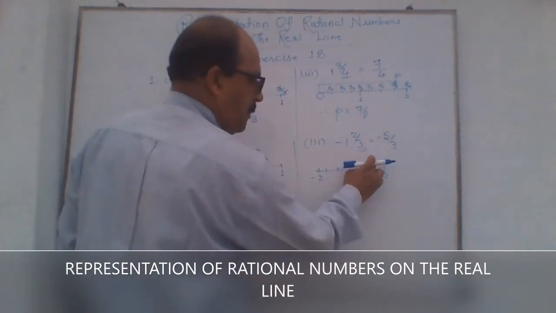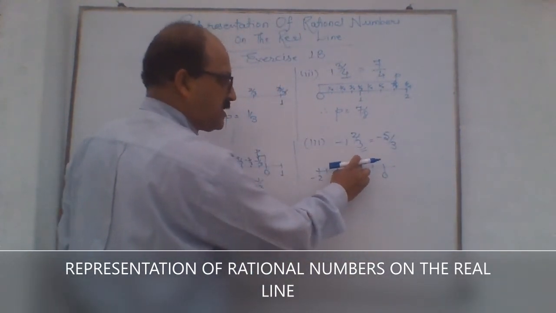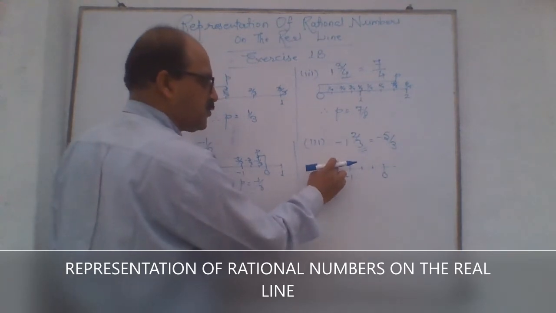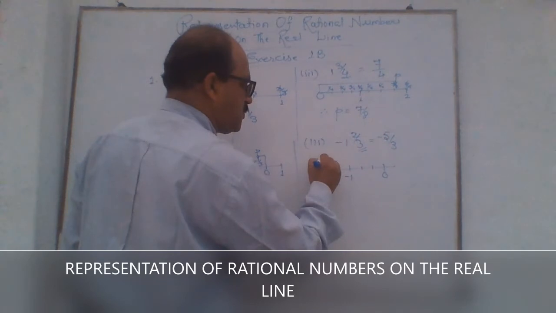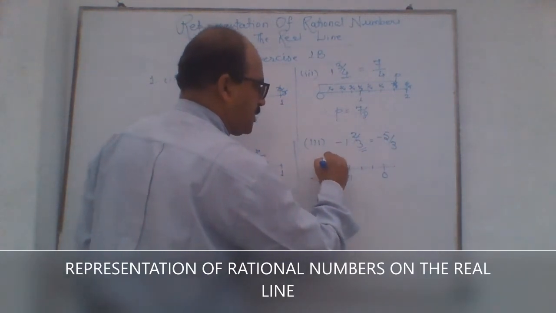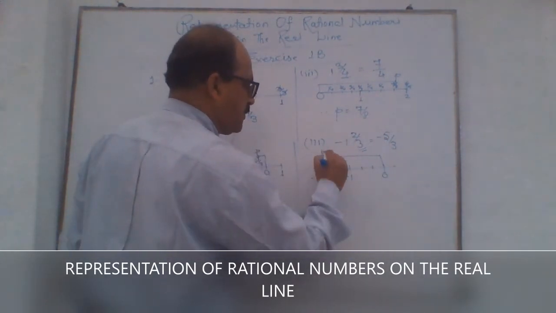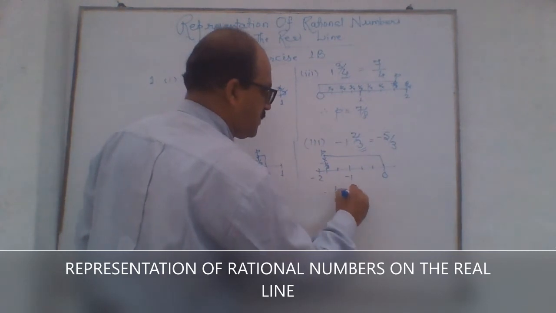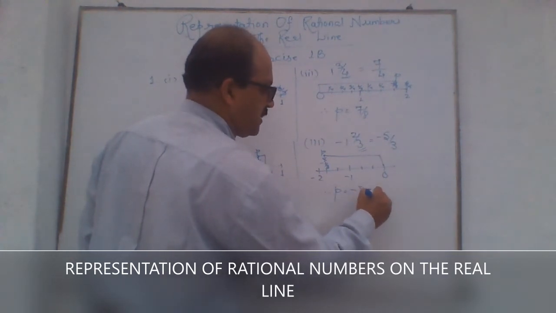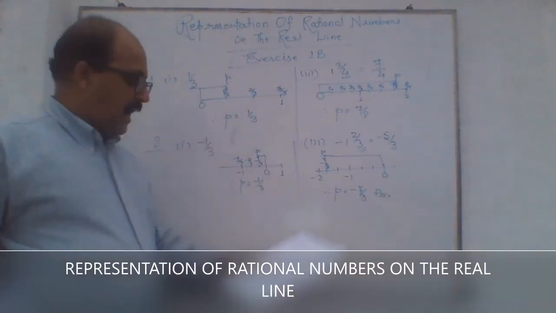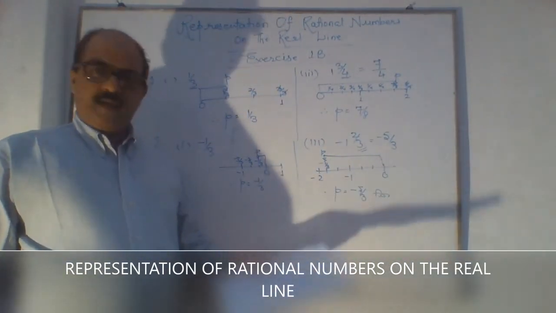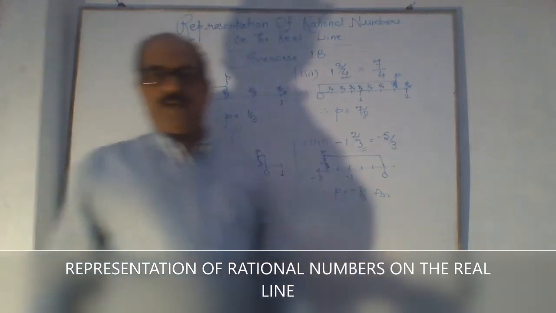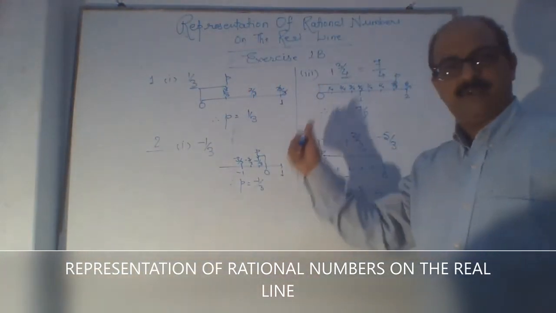Now count it. Minus 1 by 3, minus 2 by 3, minus 3 by 3, minus 4 by 3, and that one minus 5 by 3. Here this is your answer. The required answer, you may write it here, P is equal to minus 5 by 3. This is your answer, and all these questions you may do it this way. Hope this is visible for you.